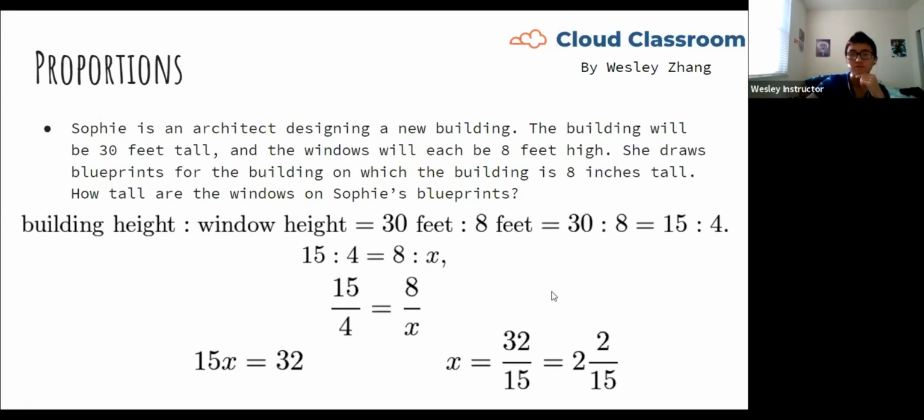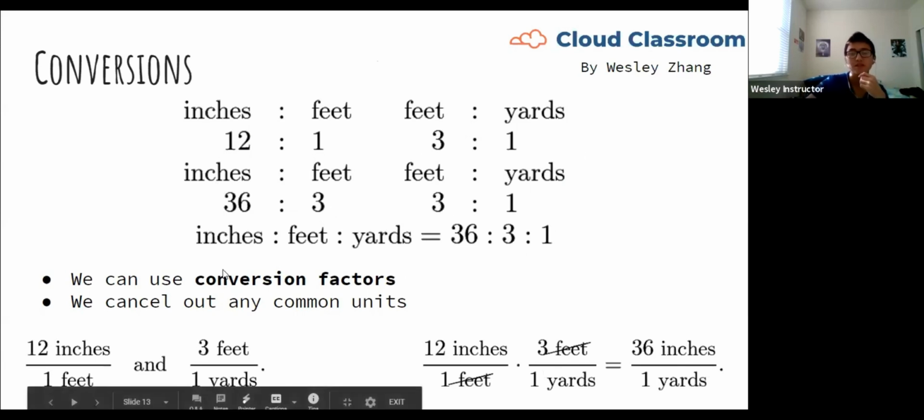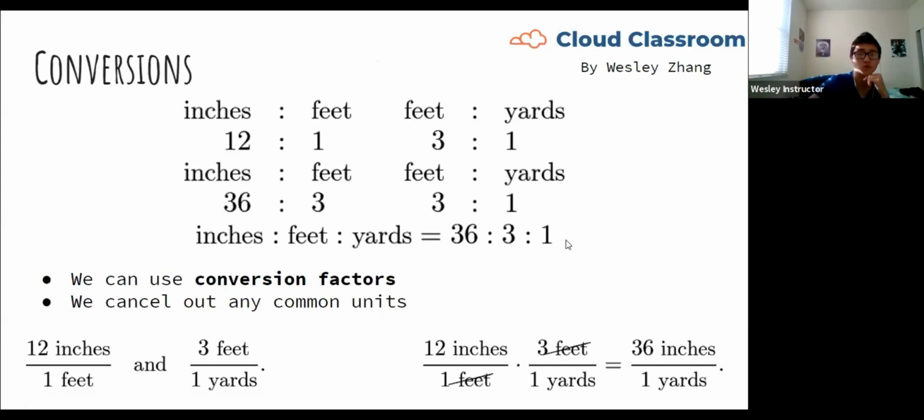All right, conversions utilizes a lot of ratios. So here are some ratios you guys are familiar with. Inches to feet, that's 12 inches and 1 foot. Feet to yards, 3 feet and 1 yard. 36 inches and 3 feet. And they repeated this, 3 feet and 1 yard. And here's the ratio of inches to feet to yards, 36 to 3 to 1.